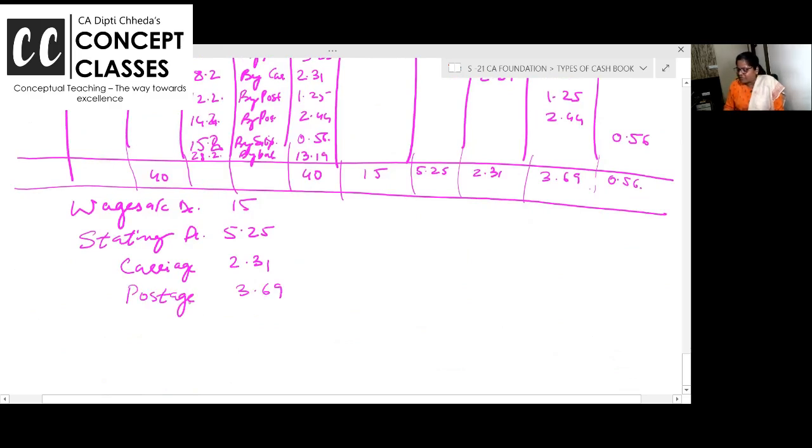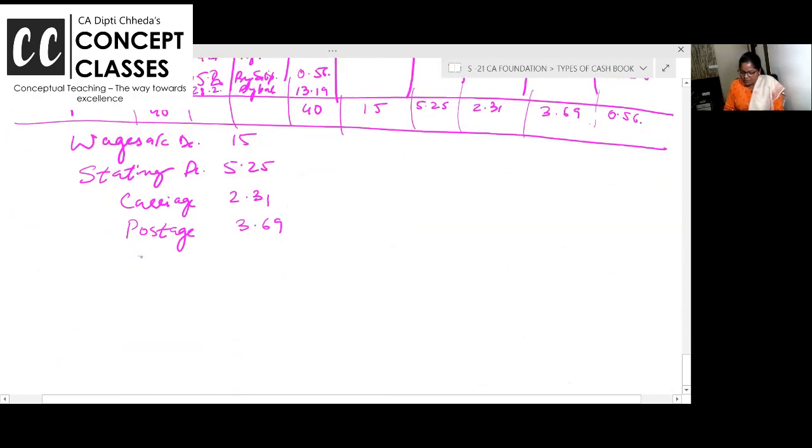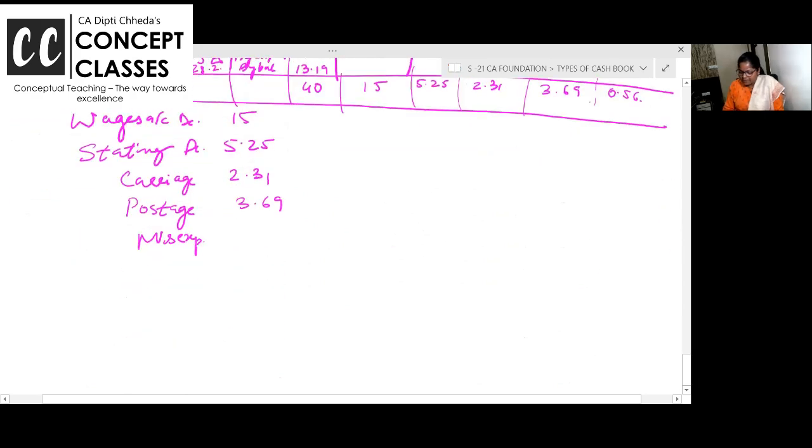Postage, debit. Miscellaneous expense, debit. To cash. Petty cash. How much petty cash have you spent? 15 plus 5.25 plus 2.31 plus 3.69 plus 0.56.